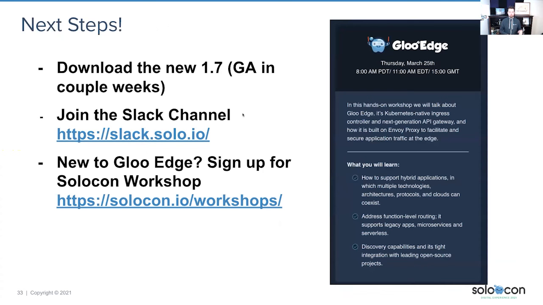Okay, what are the next steps? What should you do now? If you like this talk, go download Gloo Edge 1.7. The release candidate should be available when you get home. We're all at home, but when you get home after the conference, go download the 1.7. And then in a couple of weeks, that will go GA when we feel that we've addressed a number of the bugs or some of the feedback that we got from you, the user.